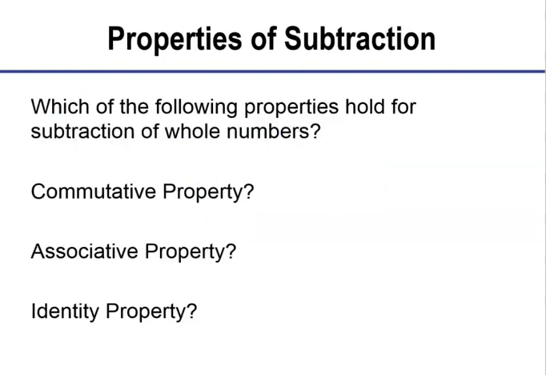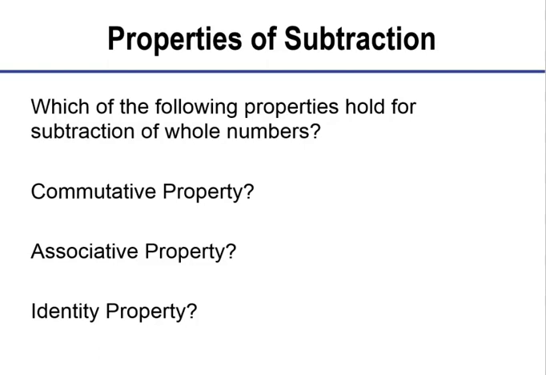Let's spend a few minutes talking about properties of subtraction. Does subtraction have a commutative property, an associative property, and an identity property like addition has? We know that in addition you have a commutative property of addition. I encourage you to think about commutative as like you commute to work. You're traveling back and forth to work. Well, in addition, you're moving your values around. 2 plus 3 equals 5. 3 plus 2 equals 5.